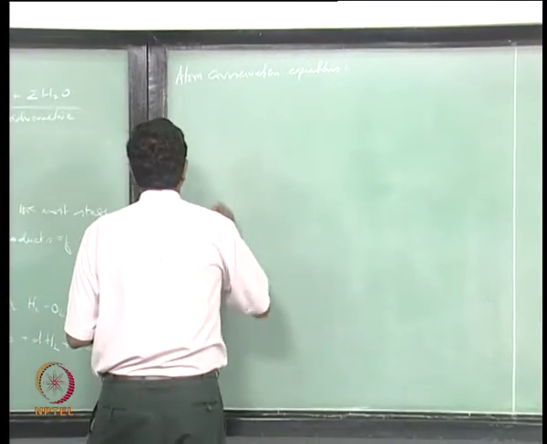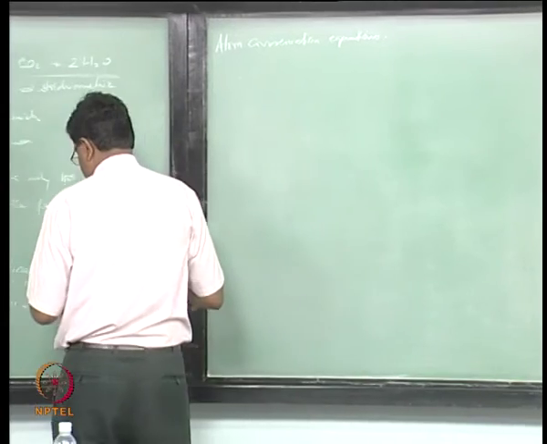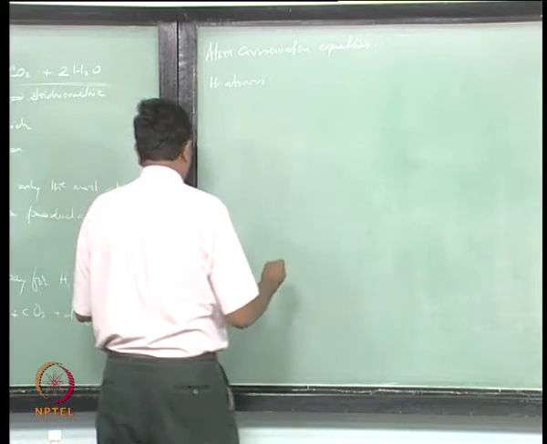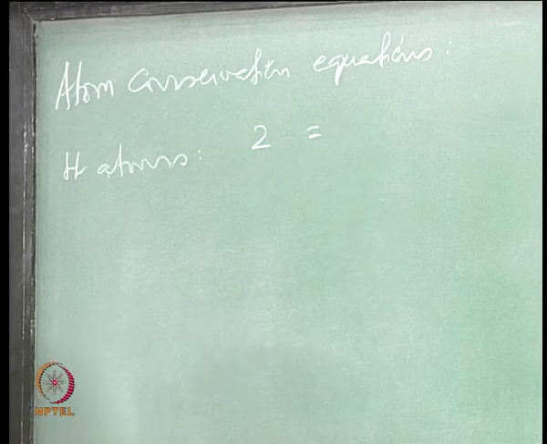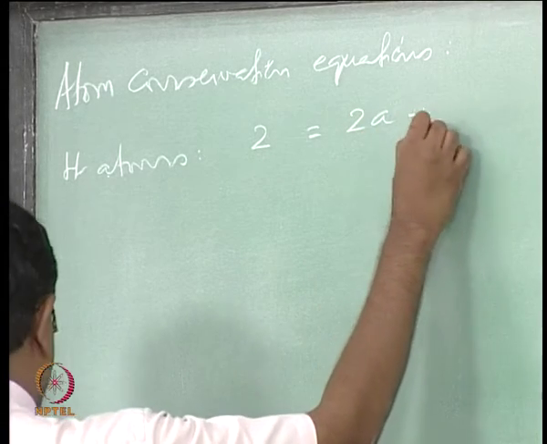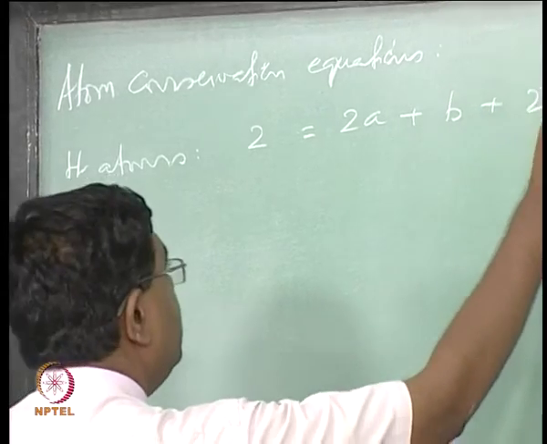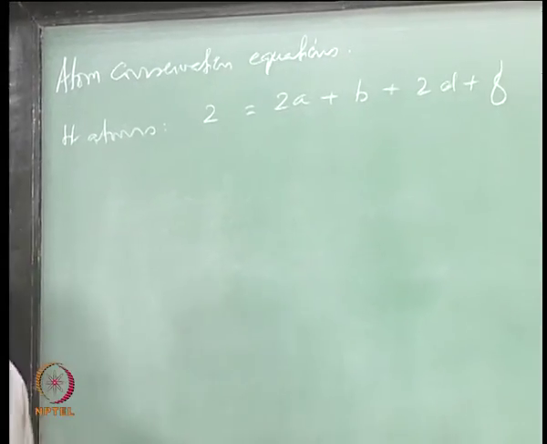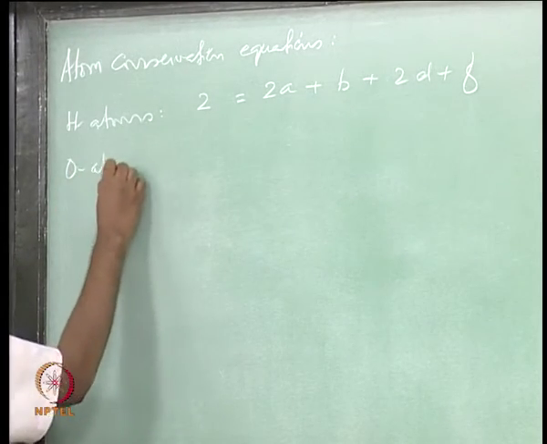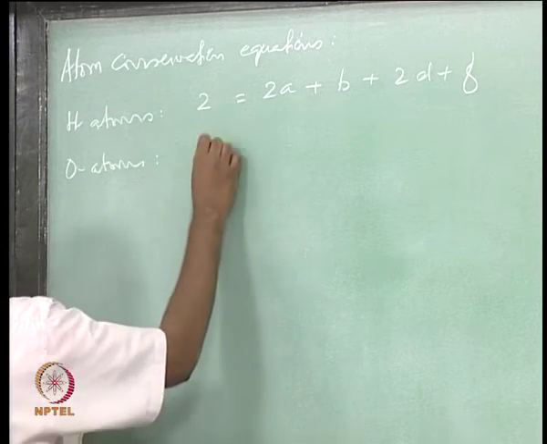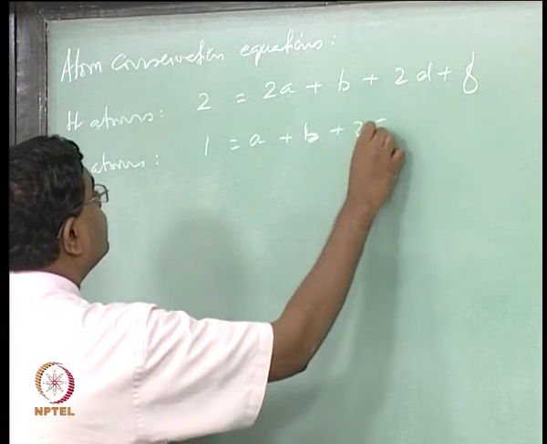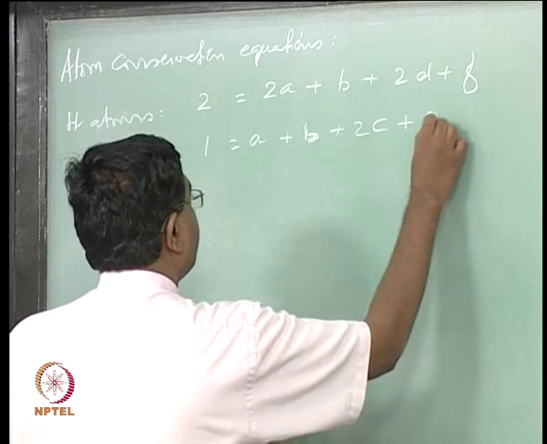Atom conservation equations: on the left hand side for H atoms, we can write 2, that's given to us. So 2 is equal to 2a plus b plus 2d plus f, basically looking at wherever hydrogen shows up. And for O atoms, we have 1 equal to a plus b plus 2c plus e.